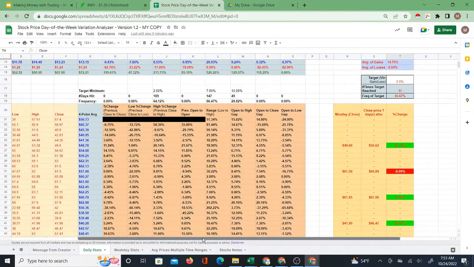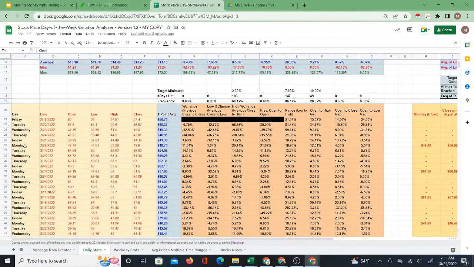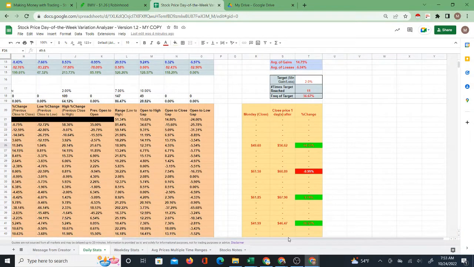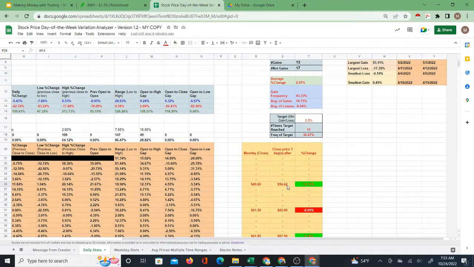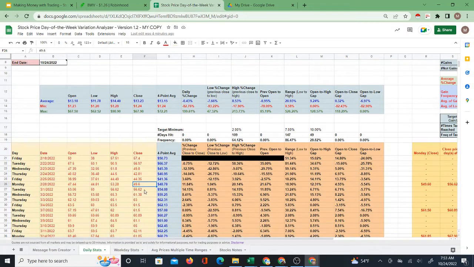So you can see every time that it's a Monday close, it's giving you the price. That's 49.60. Okay, and then it's giving you over here the Tuesday close price, which is the closing price one day after. See, the day after Monday, which was Tuesday, of course, we see 56.62 was the close. Okay, so these were the two prices.